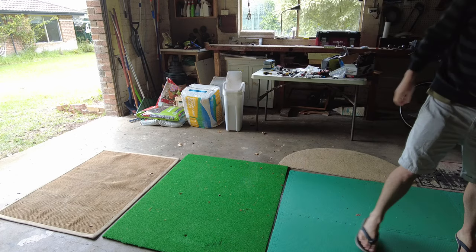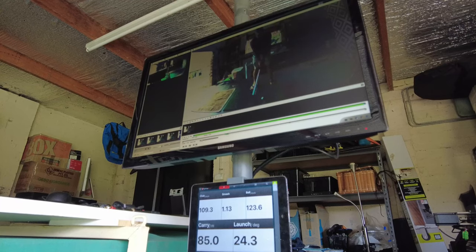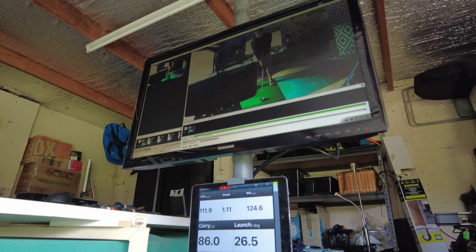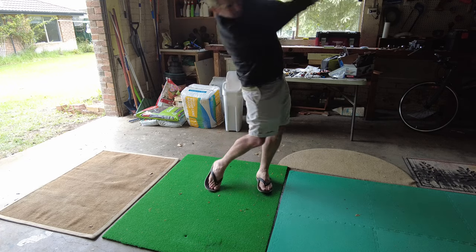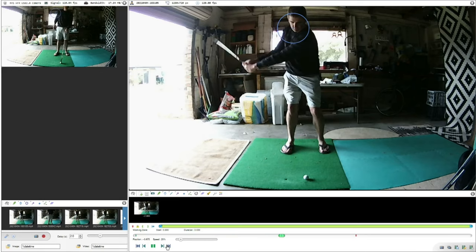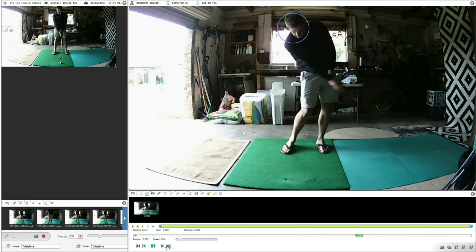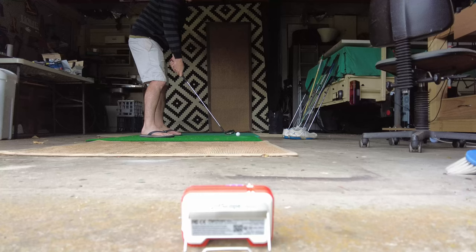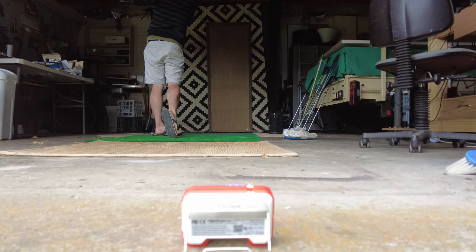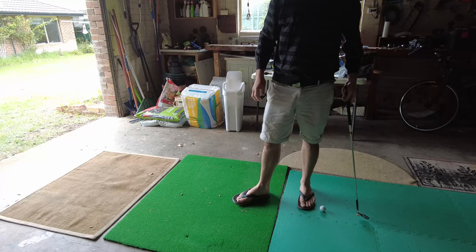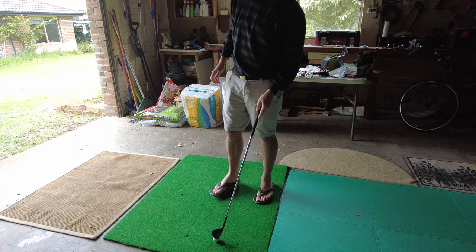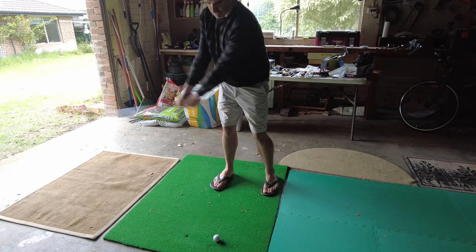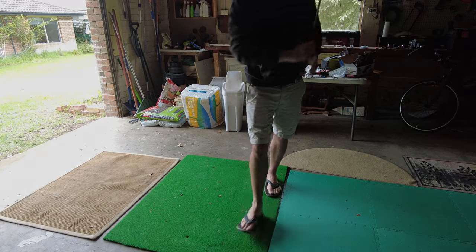Carry is 96.8 meters. Ready. Carry is 86.0 meters. Carry is 86.9 meters. Ready. Carry is 96.4 meters. Ready. Carry is 97.0 meters.